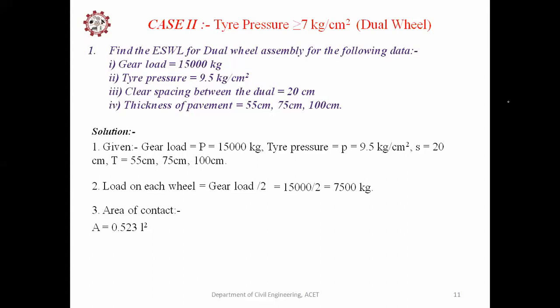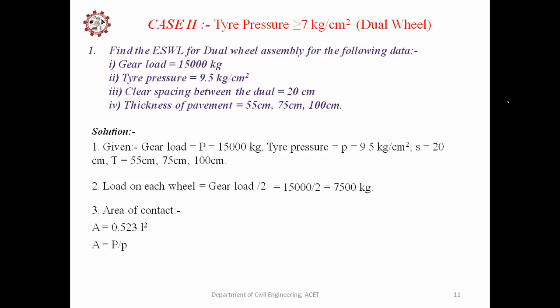Now see, the area of contact formula has changed. Why has it changed? Since your tire pressure is now greater than 7. When it is less than 7, the area is circular, and you have to take A equals pi A square. But when it is greater than 7, the area becomes elliptical, and you have a major and minor axis. So the area becomes 0.523 L square.